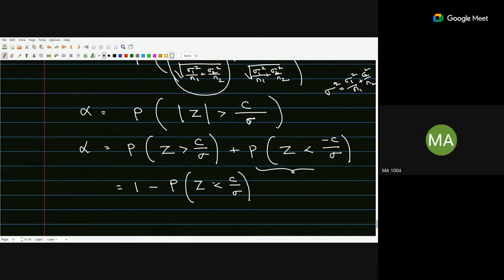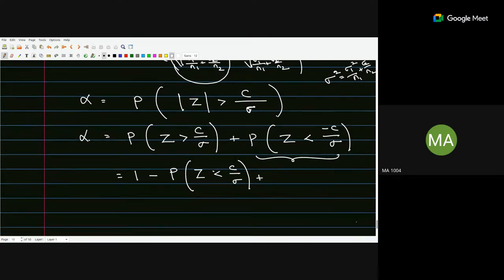And also you can write this. So understand this, how I am writing. Again, I'll just draw this. This is minus c by sigma. And let's say this is c by sigma. So this F z of c by sigma is equal to this, the green region. This green is actually equal to 1 minus of this part. That's what I have written here. So 1 minus of F z less than c by sigma is actually probability that z greater than c by sigma. But I don't want that. I am just comparing this with this.